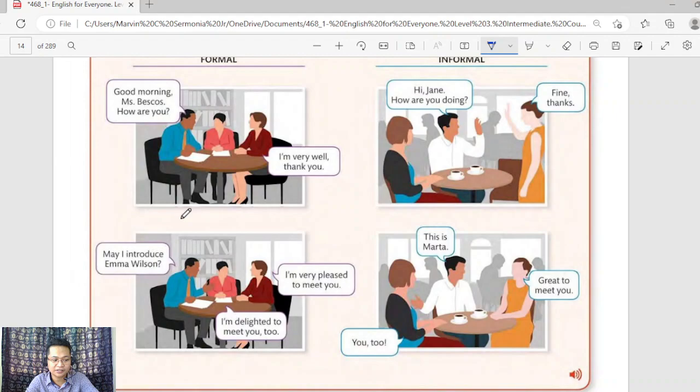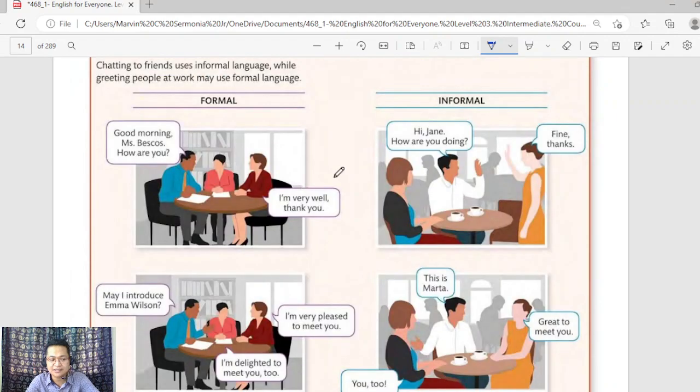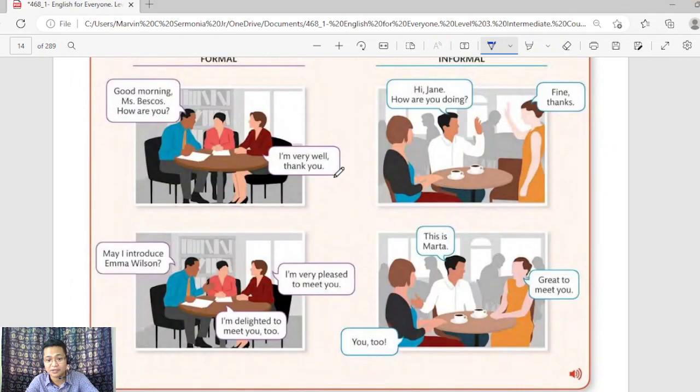What if you talk to your friends, and it's not in a corporate setting? What language do we use? It's actually okay to use informal language. Say, for instance, you meet your friends in the cafe. For example, we have this conversation: Hi, Jane. How are you doing? Fine, thanks. Or if you introduce your friend: this is Martha. Great to meet you. You too. So you can see the difference in how they introduce persons in a formal and informal conversation.